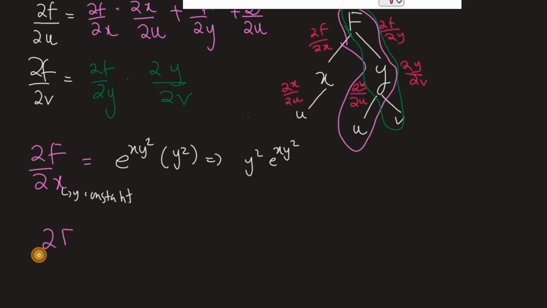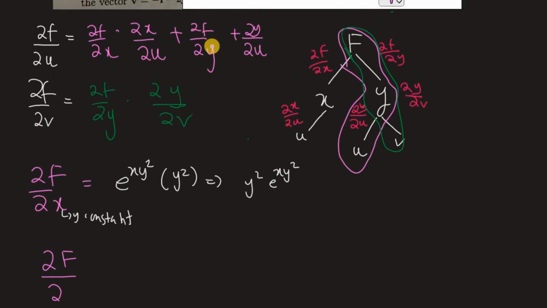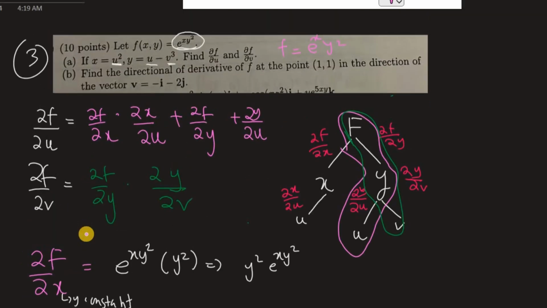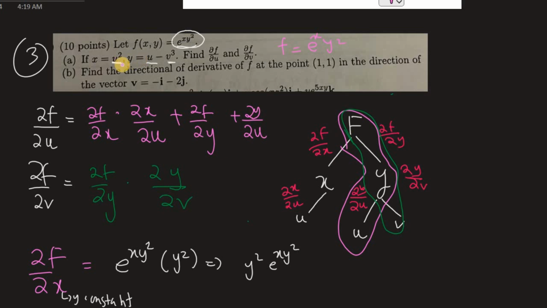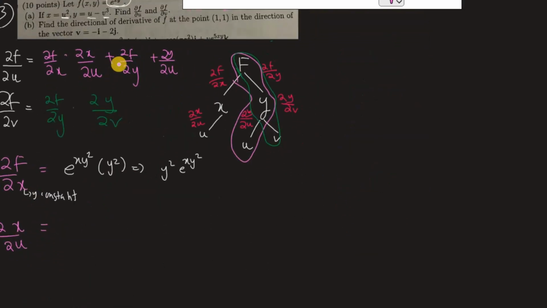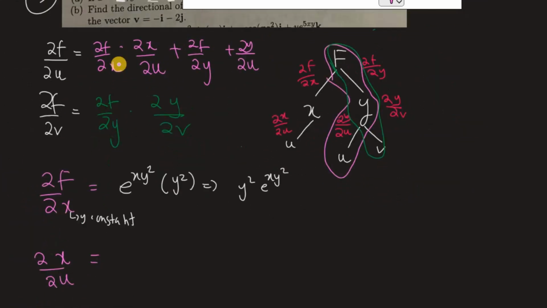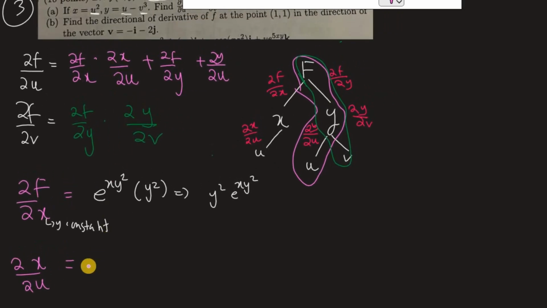Now let's go ahead and finish this problem. The partial derivative of x with respect to u now. We are looking at the function x and we're differentiating with respect to u. There's only one variable, so that's going to be 2u.